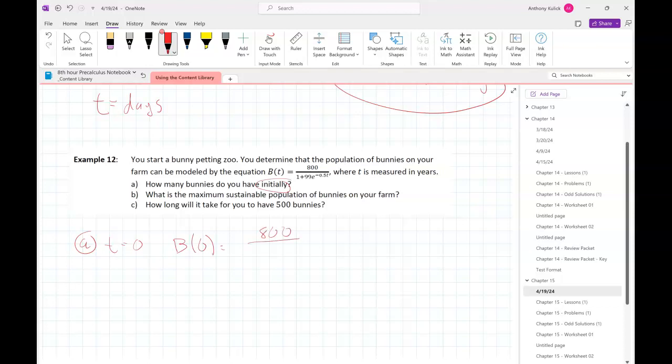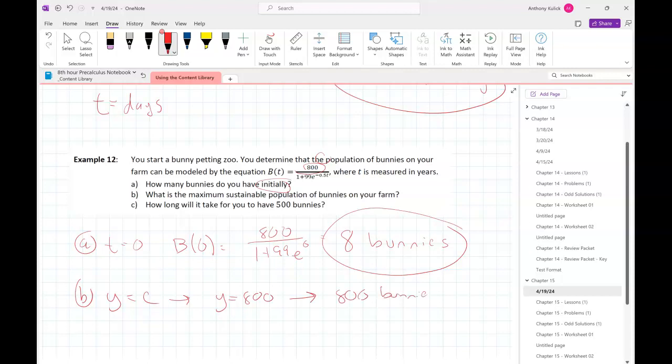So that gives me 800 over 1 plus 99 e to the 0. E to the 0 is 1. 1 times 99 is 99. 1 plus 99 is 100. 800 over 100 is 8. So we start off with 8 cute little bunnies. What is the maximum sustainable population for your bunnies? Well, that's the horizontal asymptote at y equals c. Well, the c is just 800. So 800 bunnies is the maximum that my farm is going to be able to support.